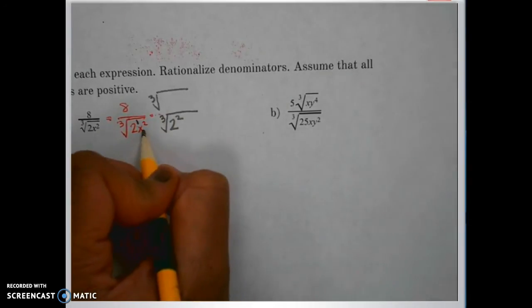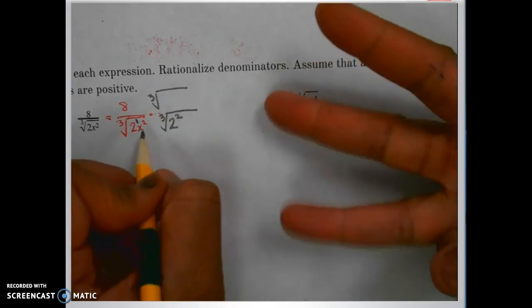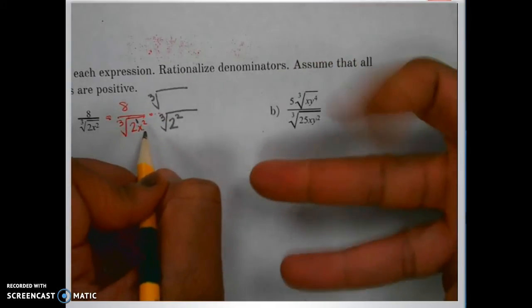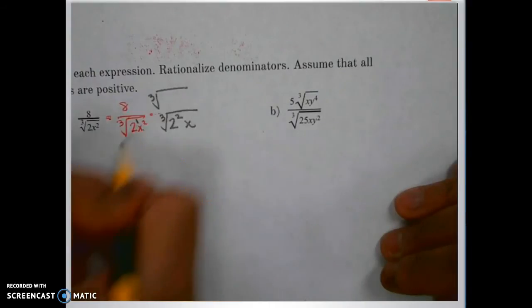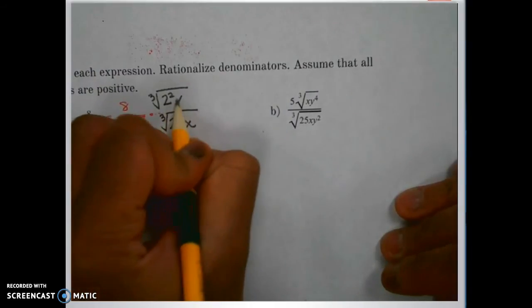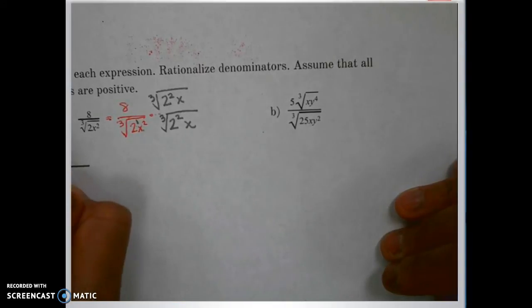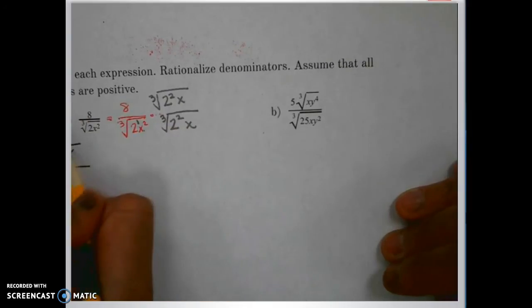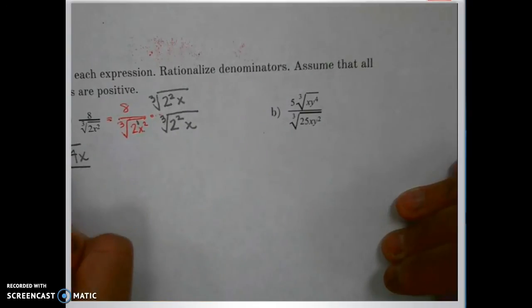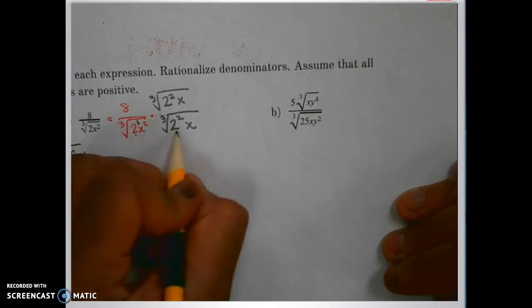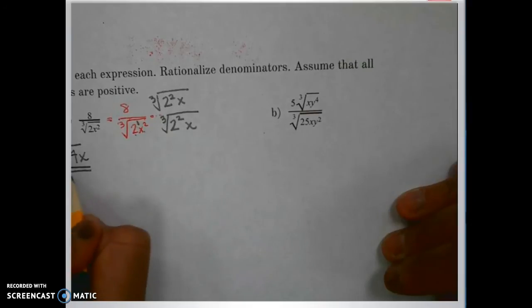And now I have x squared. If I have 2 already, I need there to be 3. So I need to add 1 more: 2 squared over x. Now what? Well, the numerator is just 8 times the cube root of, well, what's 2 squared? 4 times x. The denominator is the cube root of 2 times 2 squared is 2 to the third. X squared times x is x cubed.